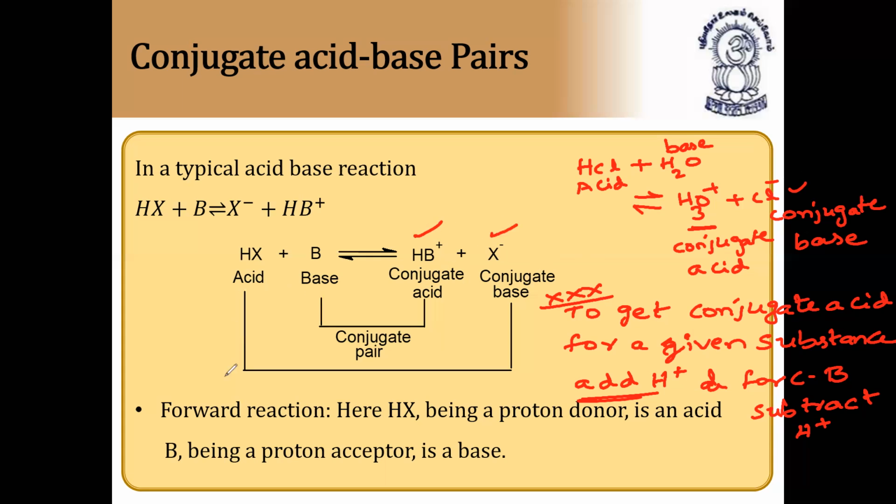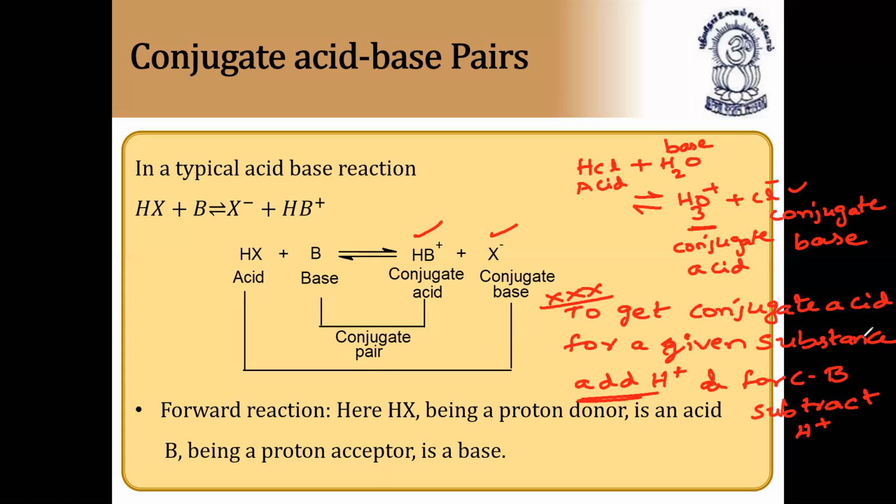So for this acid, what is its conjugate base? If you subtract H plus, it becomes X minus. And for this base, what is the conjugate acid? For a base we have a conjugate acid, and for an acid we have a conjugate base. For B, the conjugate acid is HB plus, because we have added H plus ions. As we have subtracted H plus ions, we got the conjugate base.